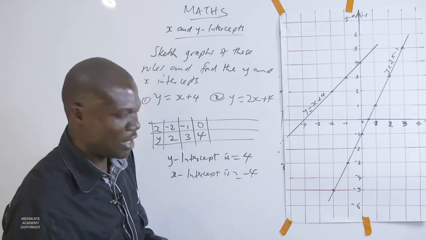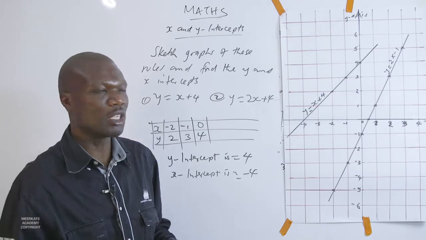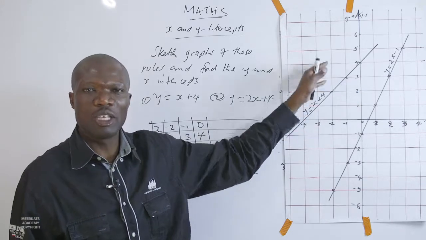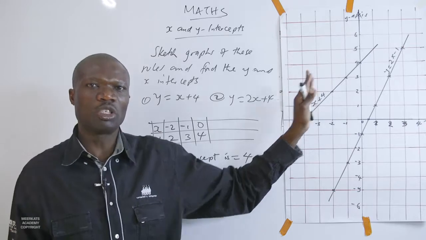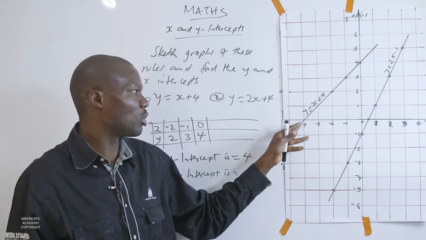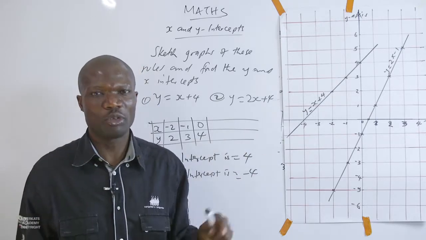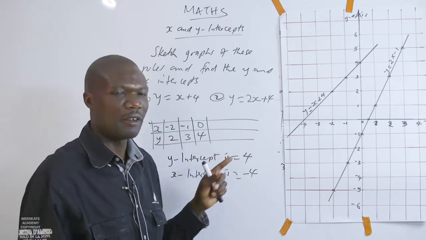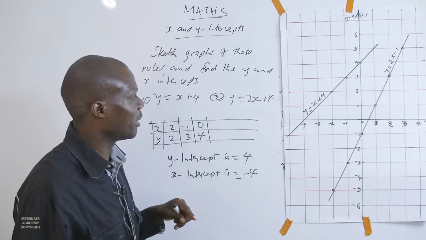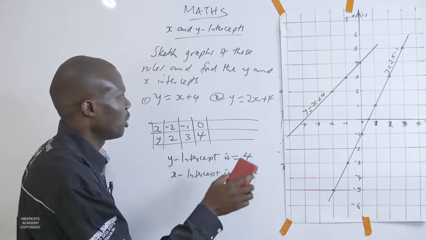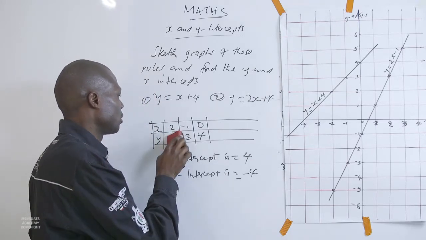Let us look at the second one and see whether it will be able to give us the intercepts, as long as it is within the scale that we have. If it goes outside the scale, then we may not be able to identify them, but if it's within the scale, we shall get them. So we are going to substitute the values.